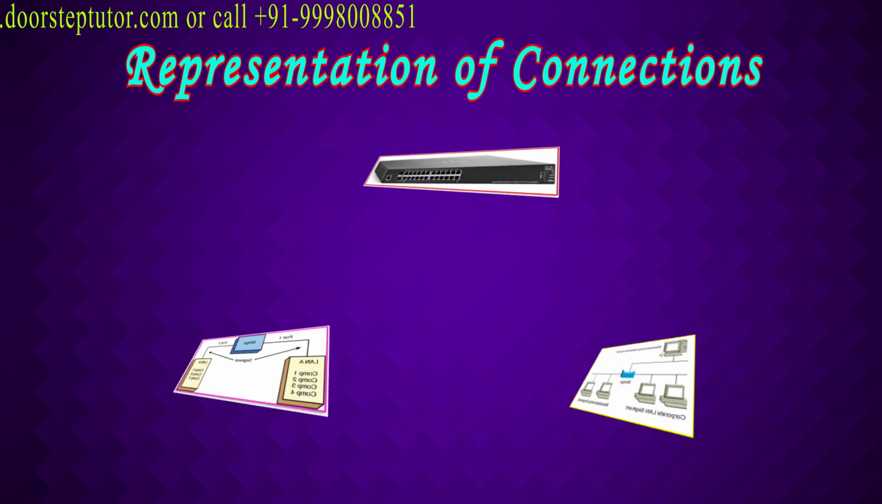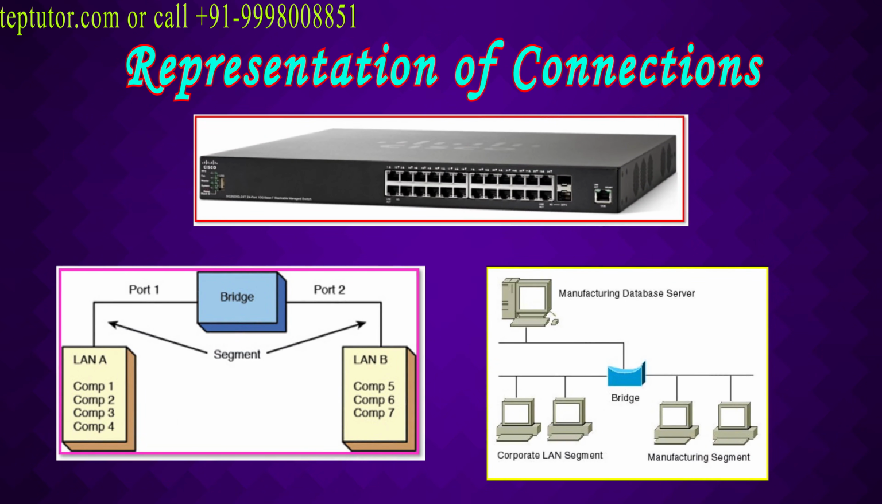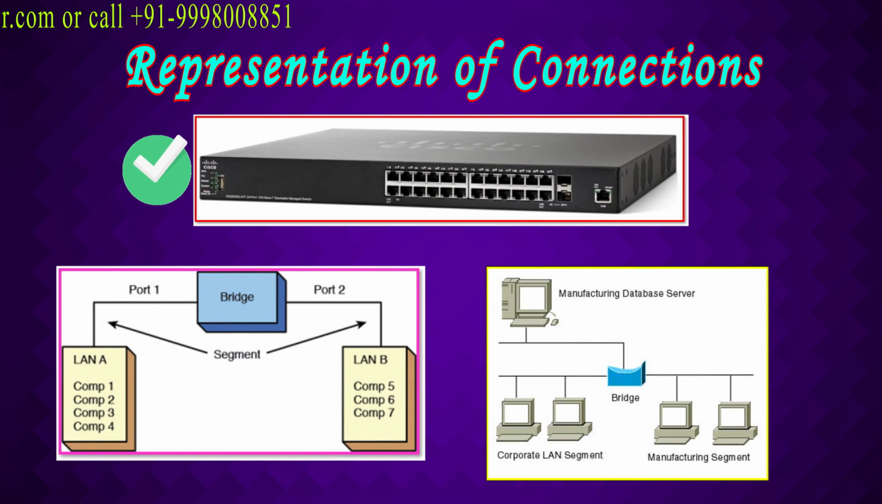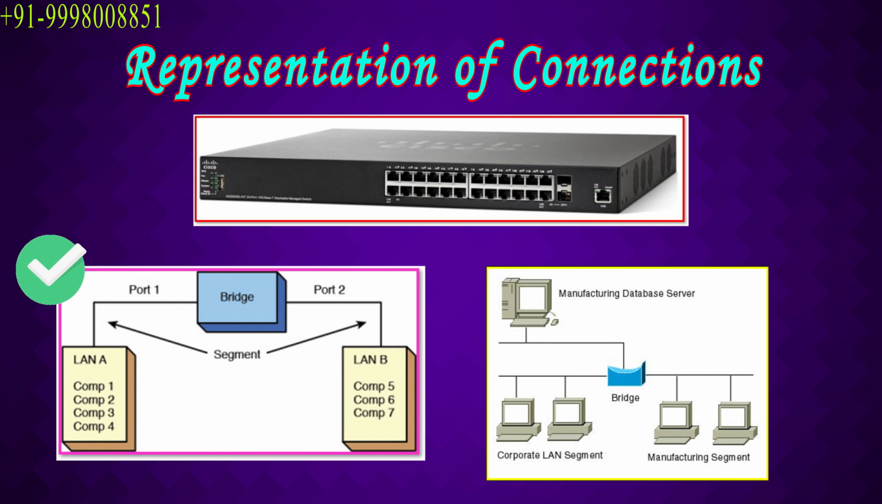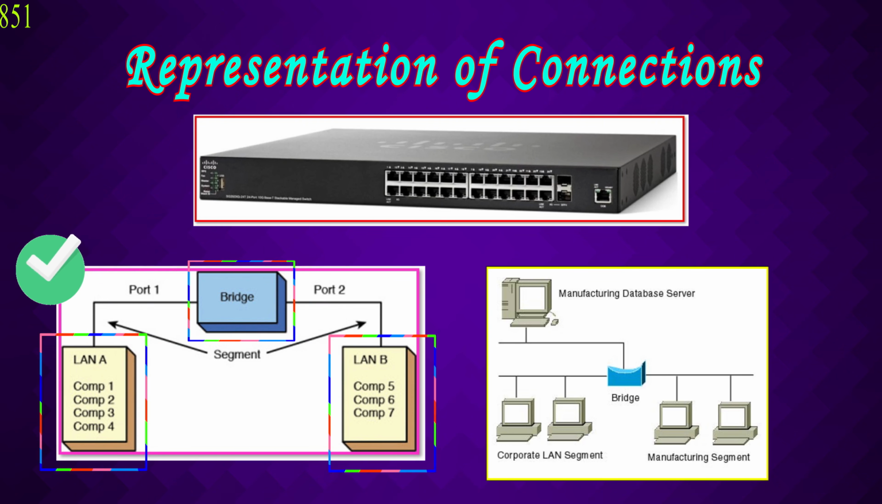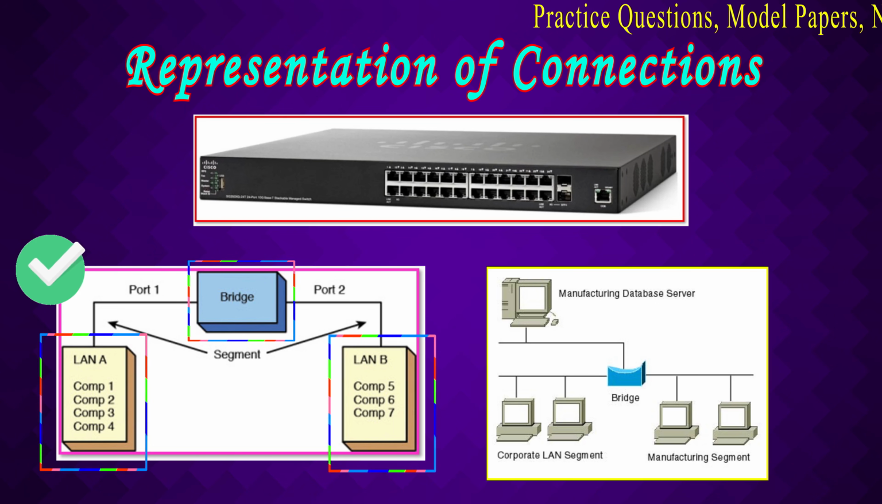So in the next slide I have taken some pictures of bridges. In the first image we are having a simple bridge structure in the red border image. Then in the next image, which has a pink color border, we are having a central bridge which is connecting two LANs, LAN A and LAN B, that is local area network A and local area network B. In LAN A we are having four systems, computers 1, 2, 3 and 4. In LAN B again we are having computers 5, 6 and 7. Using the two ports which are present on the two sides of the bridge, we are connecting the two LANs so that they can transfer information and communicate with each other.